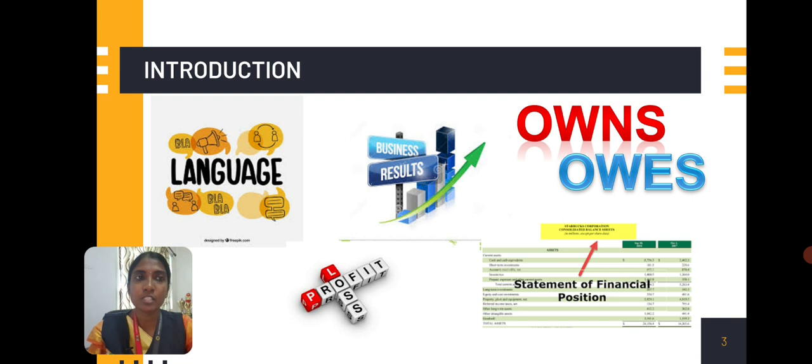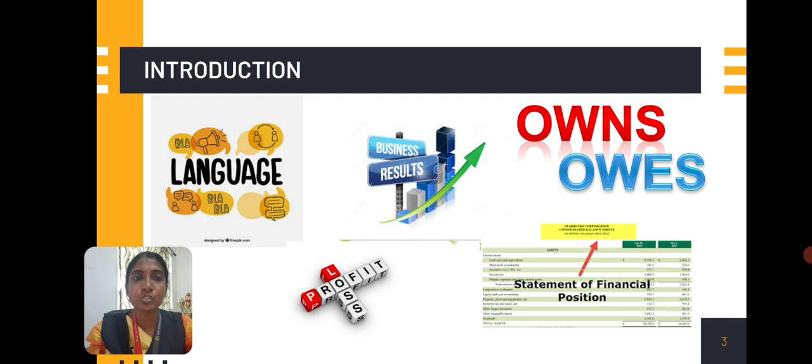It also states what the company owes and what the company owns. That means the asset value of the company and the liability value of the company. So, as far as accounting is concerned, it communicates the current position of the company. That is what is called accounting. That is why we say it is the language of the business.